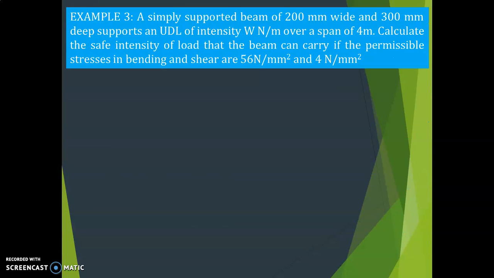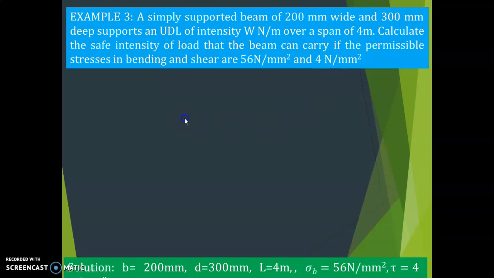Let us take this example. A simply supported beam of 200 mm wide and 300 mm deep supports a UDL of intensity W Newton per meter over a span of 4 meter. Calculate the safe intensity of load that the beam can carry if the permissible stresses in bending and shear are 56 Newton per millimeter square and 4 Newton per millimeter square.